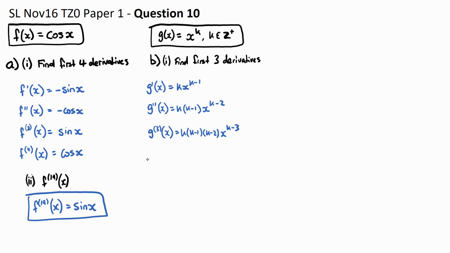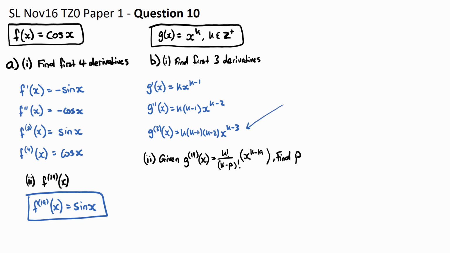Now for part 2, I'm going to write part 2 up. Okay, here we go. It says given that the 19th derivative is equal to k factorial over k minus p factorial, x to the power of k minus 19, find what this value of p is. Okay, so this looks like a complicated question, but it's actually not too bad. Let's have a quick look at this one, and I'll refer to this.